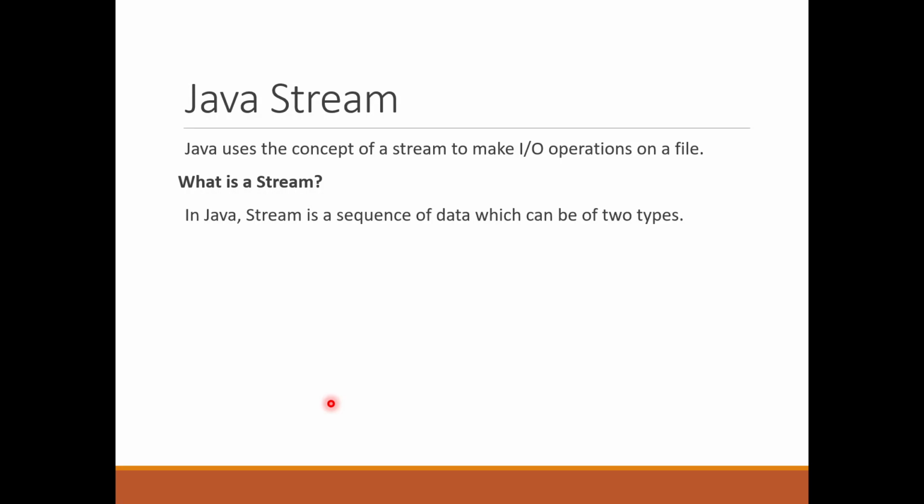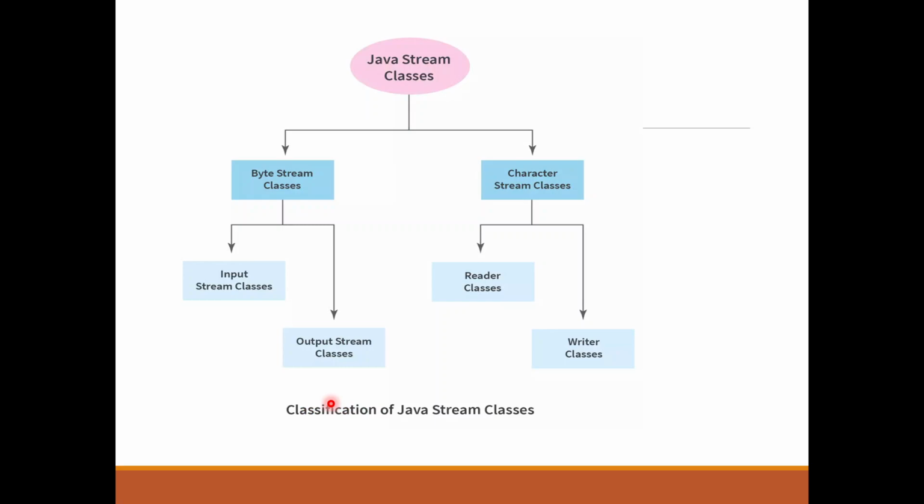Now this stream of data is divided into two types. So Java stream classes support byte stream classes and character stream classes. As the name suggests, byte stream classes work on byte oriented units, and character stream classes work on characters. In the next slide we will see in detail. Byte stream classes are divided into two parts: one takes care of input stream and one takes care of output stream. And when we talk about character stream classes, it has a Reader class and a Writer class. So this is how the Java stream classes are classified.